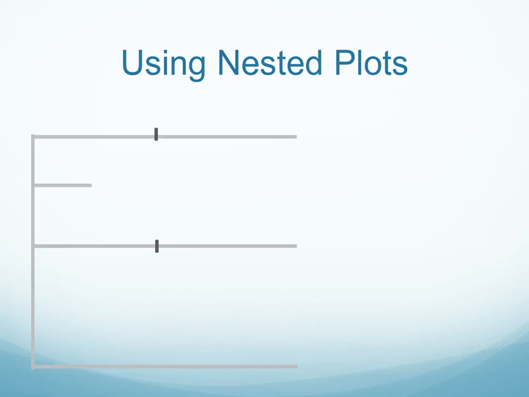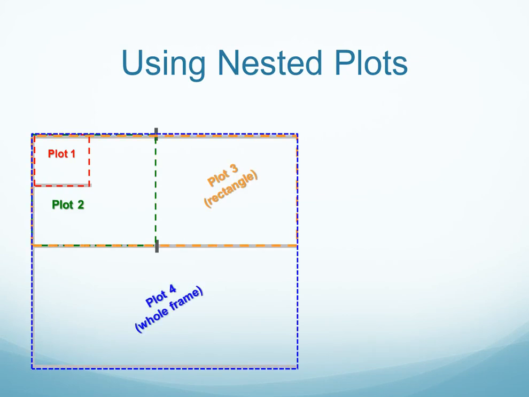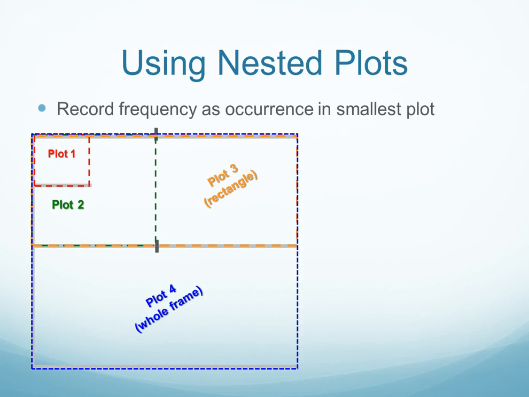Well, one thing we can do is use nested plots, and we can measure the species in all of the plots as we're taking frequency data. So what we see here is a nested quadrat that is broken into 4 different sizes. The smallest is the red, and then the second smallest is the green. The third size is a rectangle, which is twice the size of plot 2, and then the entire frame is plot 4. And what we do is we record frequency as the occurrence in the smallest plot.